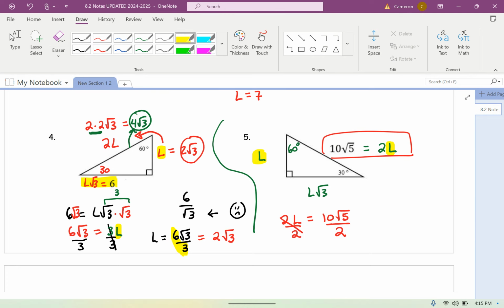And I'm going to simplify. 10 divided by 2 in front can reduce to 5. So I get L equals 5 rad 5. So there's my short side, 5 rad 5.